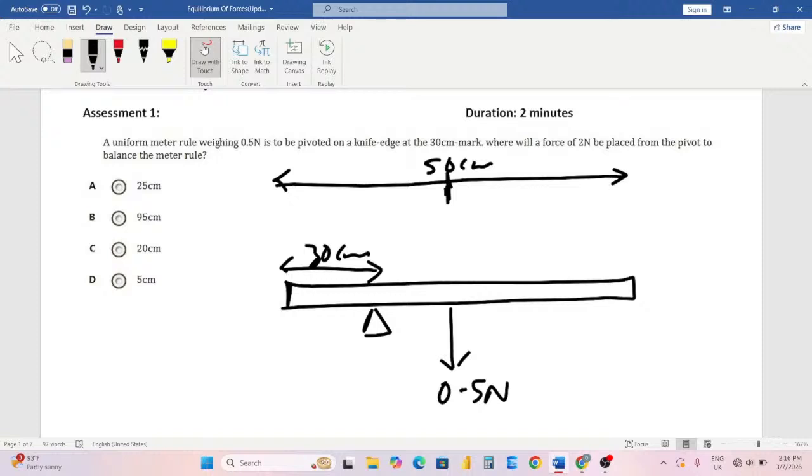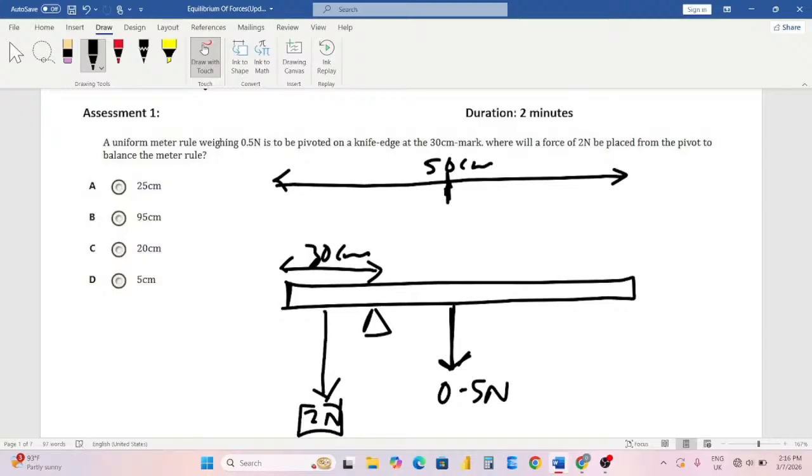So, looking at the question, you already know the mass of your meter rule at the 50 centimeter mark, 0.5. So they're asking us at what distance. You can obviously put it here, but it defeats the aim of balance if you put your 2 Newton here. So logically, your 2 Newton will have to be somewhere on this side. The question is, at what mark?